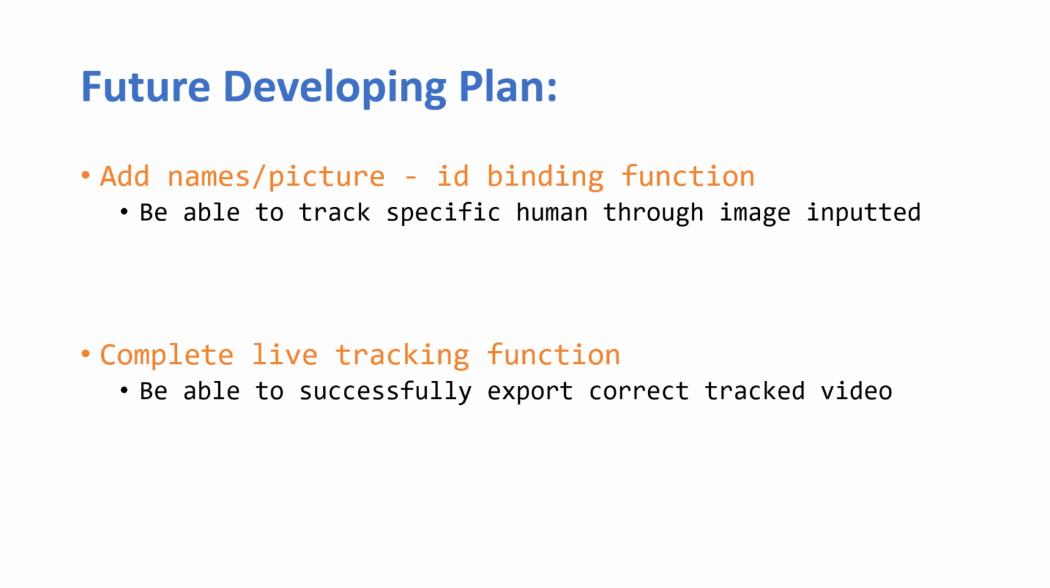This represents an evolving idea of a human tracking application. Future plans contain integrating name and ID binding, wherein names are displayed on output videos based on input names. Furthermore, the live tracking function will be refined for real-time applications, aligning with the earlier example.